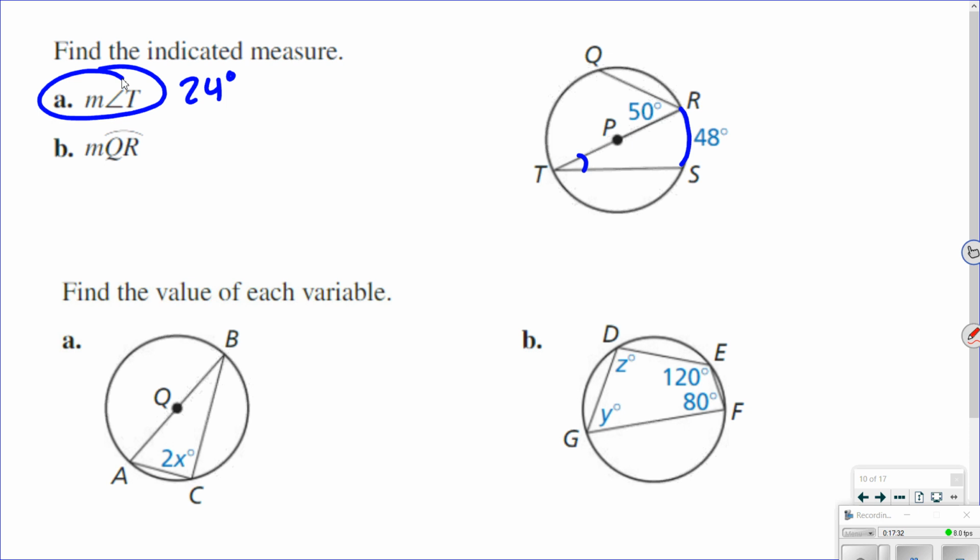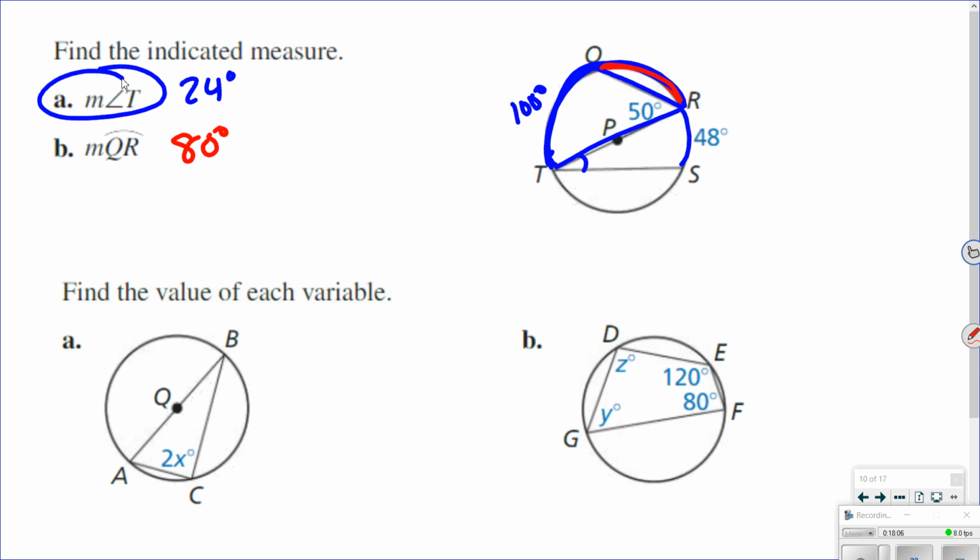This one's a little trickier. QR is up here. There's no angle that goes with that, so you kind of have to look at what else I know. If you look over here, that one is 50 degrees, which means this arc right there has to be double that, 100 degrees. Well, the whole thing, that's half a circle, has to be 180. So if this one's 100, and I'm trying to find this one up here, I'd go 180 minus 100, so that'd have to be 80 degrees.